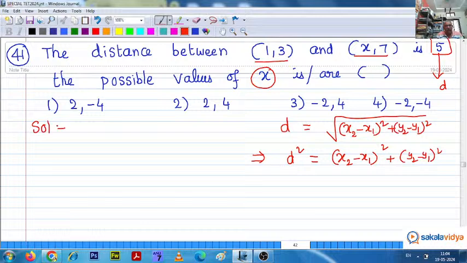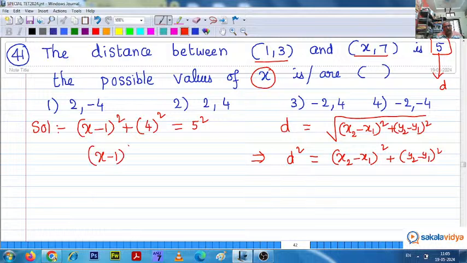Now you can write (x minus 1) whole square plus (7 minus 3), 4 square, is equal to d square, that is 5 square. So (x minus 1) whole square plus 16 is equal to 25. So (x minus 1) whole square is 25 minus 16, that will be 9.